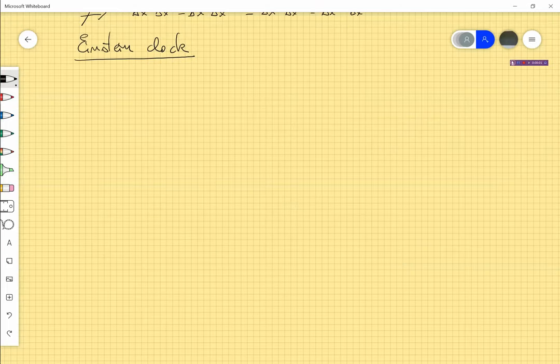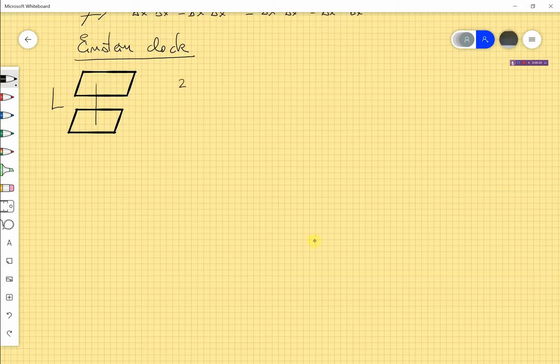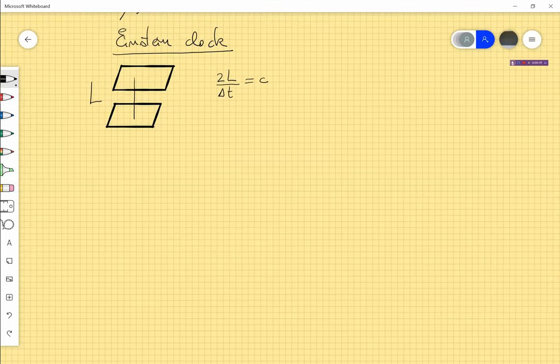An Einstein clock consists of two parallel mirrors and a light ray that bounces in a perpendicular direction between them. So a complete period of the clock consists of the light ray leaving the lower mirror, going up, bouncing and coming back. If the distance between the two mirrors is L, then we have this relation, that 2L in a complete period divided by the period, delta t, is equal to the speed of light. At least in a reference frame in which this mirror is at rest.